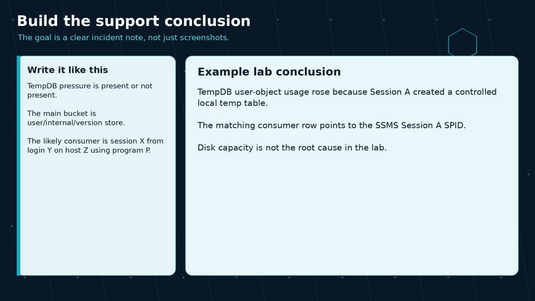Now combine the evidence into a concise support conclusion. State whether TempDB was genuinely under pressure, identify the largest bucket, name the session, login, host, and program responsible, and note whether file growth or disk capacity contributed. For the lab, the conclusion should say that a controlled SSMS session created user object pressure, the disk had capacity, and the known session A connection was the consumer. In a real incident, use the same structure with the actual evidence.